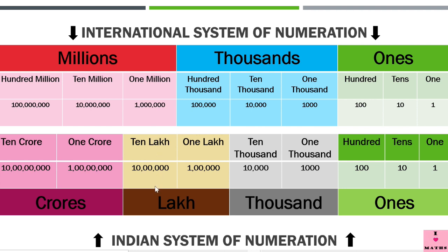So the numbers are the same. The numerals are the same. Only the number name is different. And so on. 1 crore is 10 millions and 10 crores is 100 million in international system of numeration. About this we are going to read more in class 5.